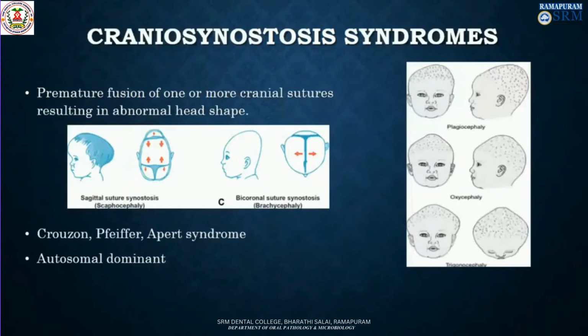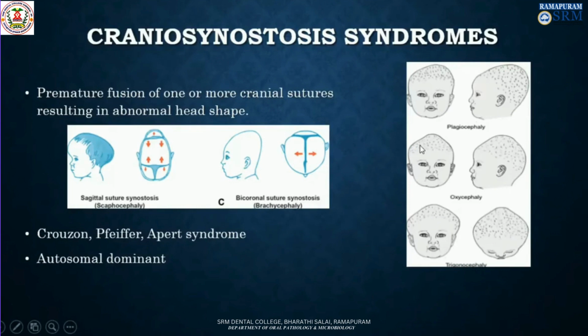So we'll see about craniofacial synostosis syndromes. These are a group of syndromes in which there is a premature fusion of one or more cranial sutures resulting in abnormal head shape. If the sagittal suture is prematurely fused, then we call it scaphocephaly. If the bicoronal sutures, the coronal sutures present on both sides, are fused, then the skull will appear broad, which we call brachycephaly. Plagio means sideways. If one side coronal suture is fused, then we call it plagiocephaly.